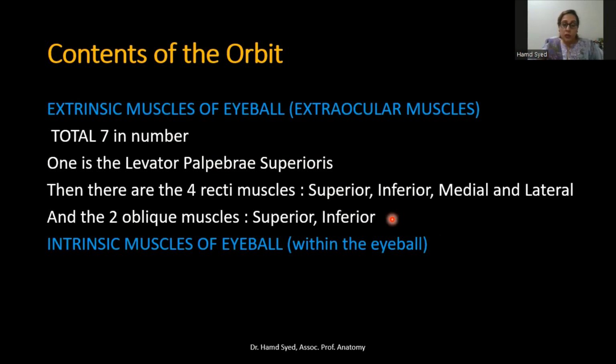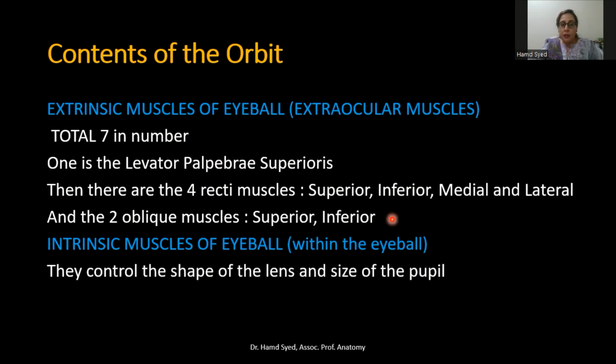The intrinsic muscles of the eyeball are those which are present within the eyeball, and these are the ones which control the shape of the lens, that is the ciliary muscle, and the size of the pupil, that is the sphincter and dilator pupillae muscles.